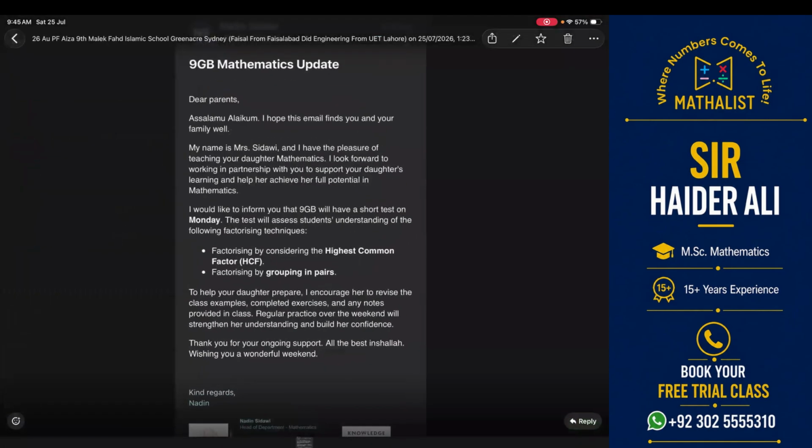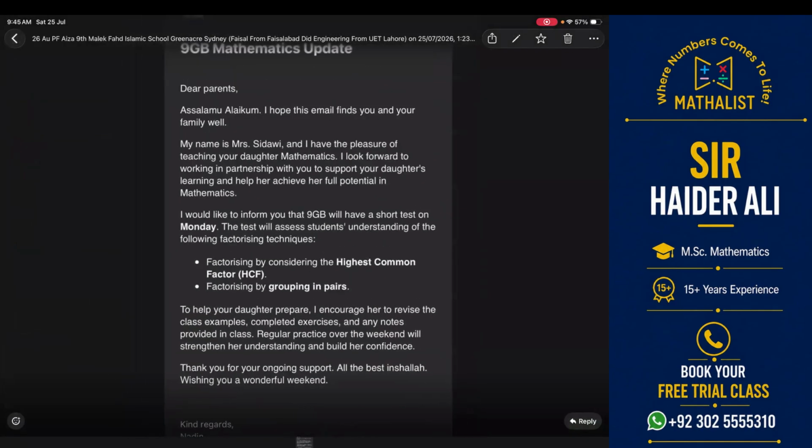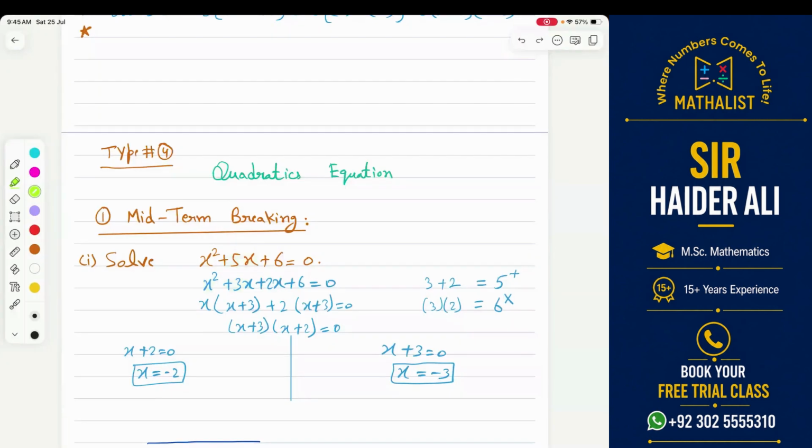Factorizing by grouping in pairs. Grouping in pairs, that means these two pairs that we make by midterm breaking.